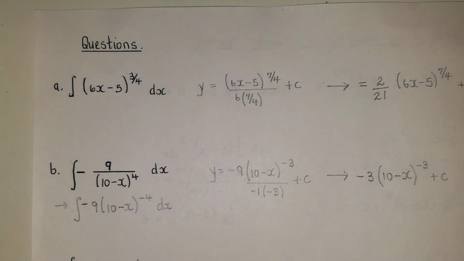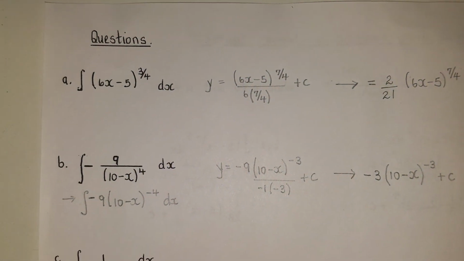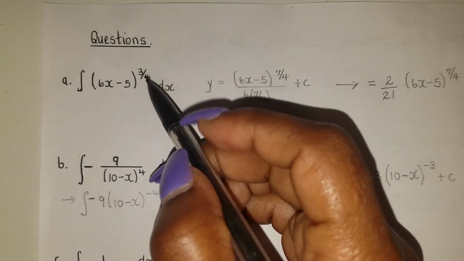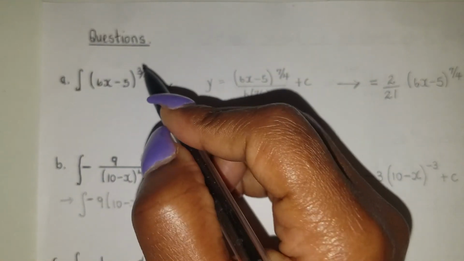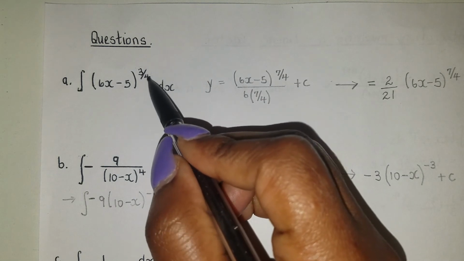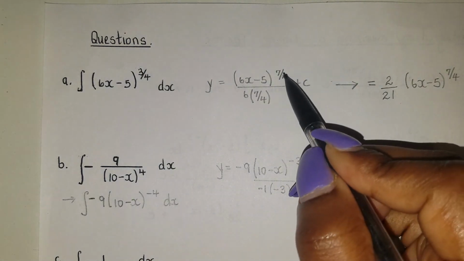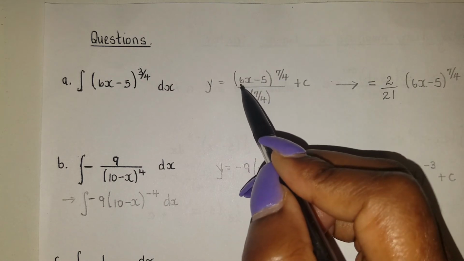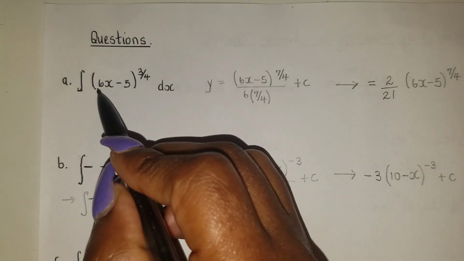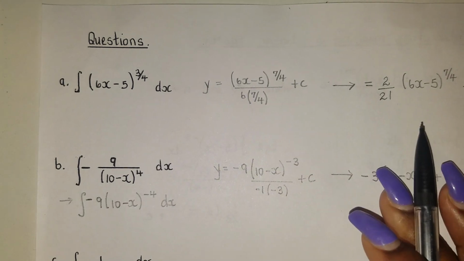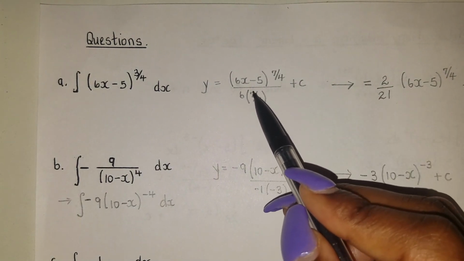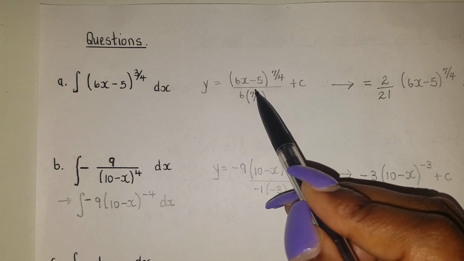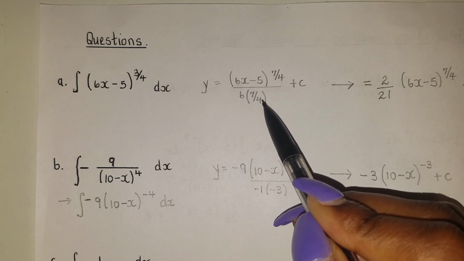So for our practice questions, just like we've been doing, we're going to add 1 to our power. In this case, we're adding 4/4 to get 7/4, and we divide by the 7/4. But first it gets multiplied by the coefficient of x. In this case it is a 6. Now 6 times 7/4 is going to be 42/4, which is simplified as 21/4.